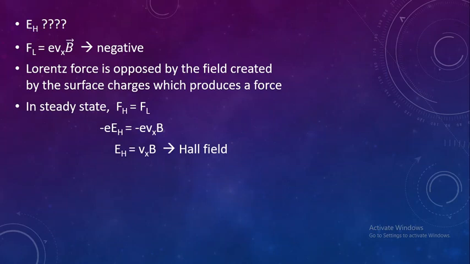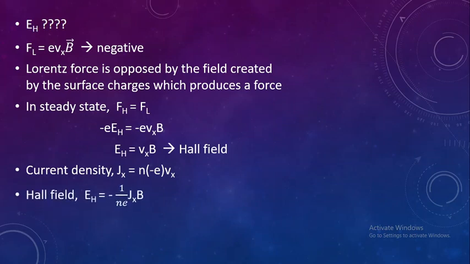In order to simplify it further, we have the current density formula Jx is equals to Ne Vd in general. So here I can just write it as minus Ne Vx, because velocity of electrons is taken along X axis, and minus sign, it is with respect to charge of electron. So from this equation, we can just say that Vx is equals to minus Jx by Ne. So substituting the value of Vx from this equation in Hall field, EH will be equal to minus 1 by Ne into Jx into B.